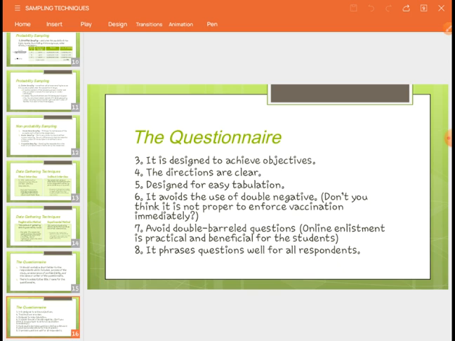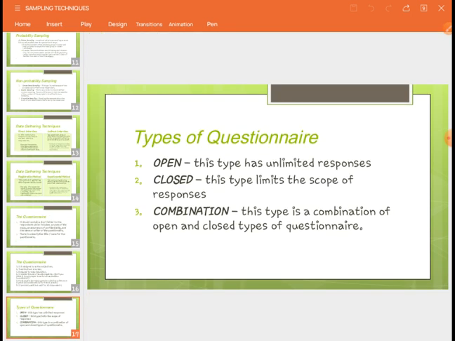Designed for easy tabulation. It avoids the use of double negative. Halimbawa, don't you think it is not? Di ba? Nag-don't na, tapos nag-not pa. Then it also avoids double-barreled question. Online enlistment is practical and beneficial. Practical na, beneficial pa. So, ano talaga? Okay? So, it phrases questions well for all respondents.